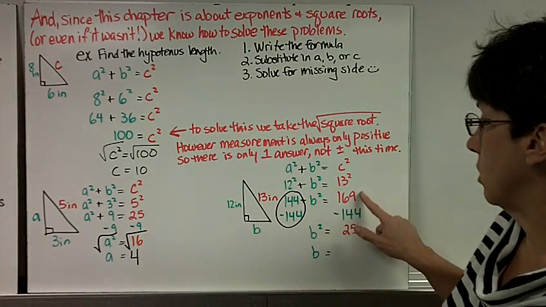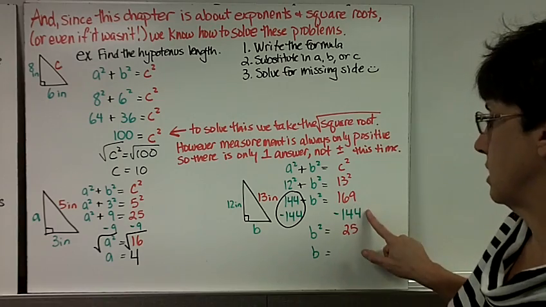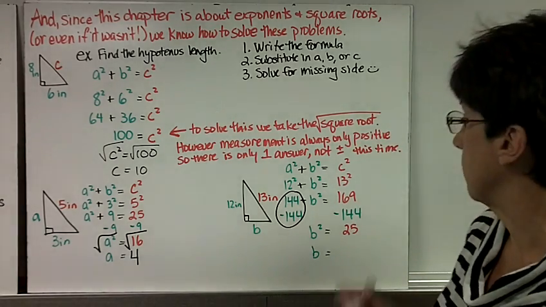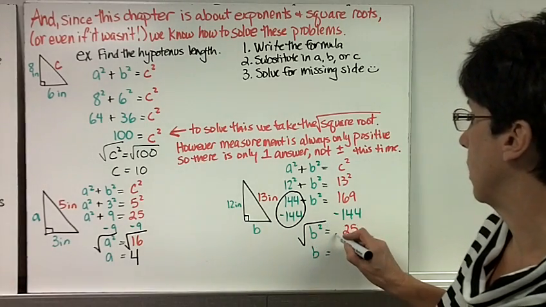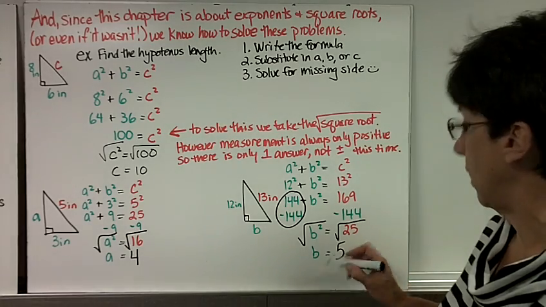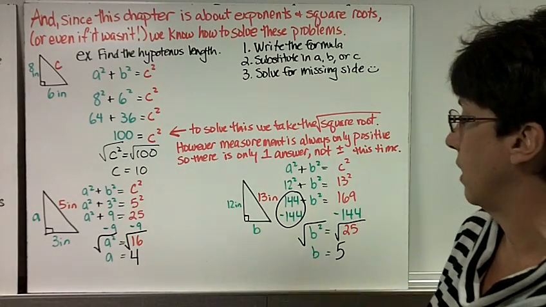So B squared equals 169 minus 144, which is 25. Now how do I solve this? Take the square root of both sides. And what times itself is 25? 5. So this side would be 5 inches.